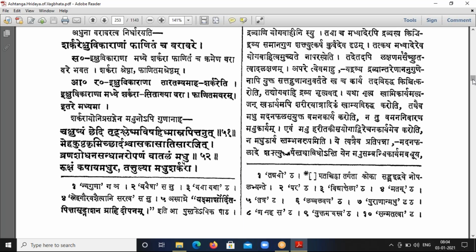Chakshushyam chedi tritsleshma vishahidhuma srapitanud meha kushta krimi chardi swasakasa adisarajid vranashodhana sandhana ropanam vadalam madhu ruksham kashaya madhuram tattulya madhu sharkara.